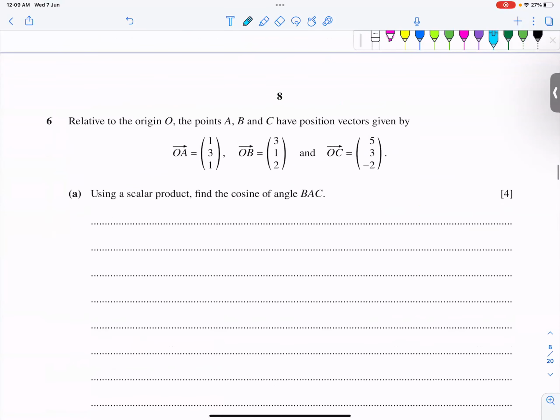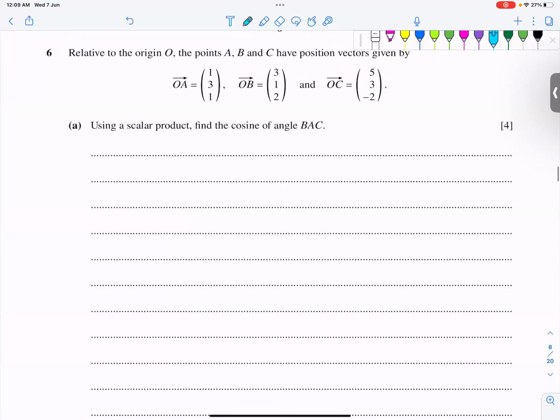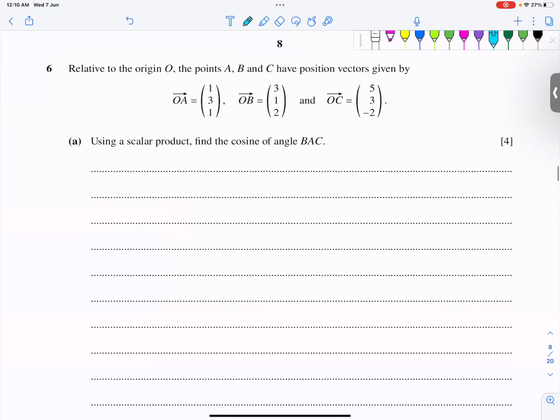So moving to the next part: relative to the origin O, the points A, B, and C have the position vectors given by this. Use a scalar product to find the cosine of the angle BAC. So draw a diagram. You need to find this angle at A, and this is B, and this is C. Always try to find these two arrows.